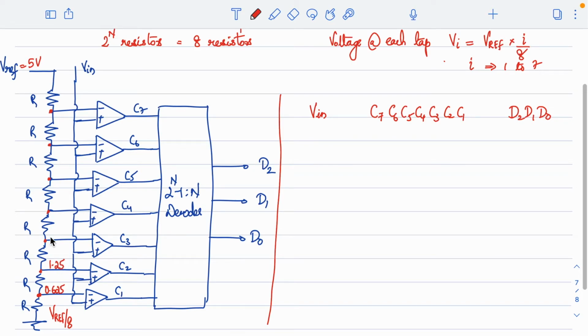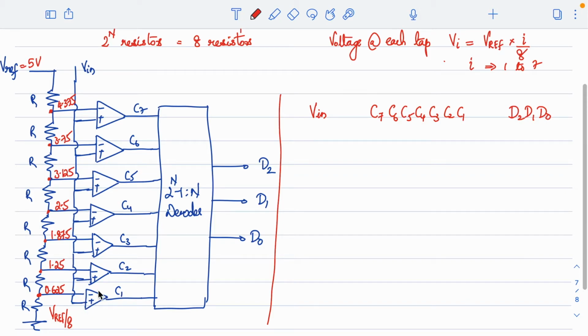Similarly, if I look at the voltage available at every node, I can write the voltages as 1.875, 2.5, 3.125, 3.75, and 4.375, and then comes the full scale voltage of 5. But anyway, we have only 7 comparators here. This is how the voltage range looks. Now look at the architecture that we have just seen.